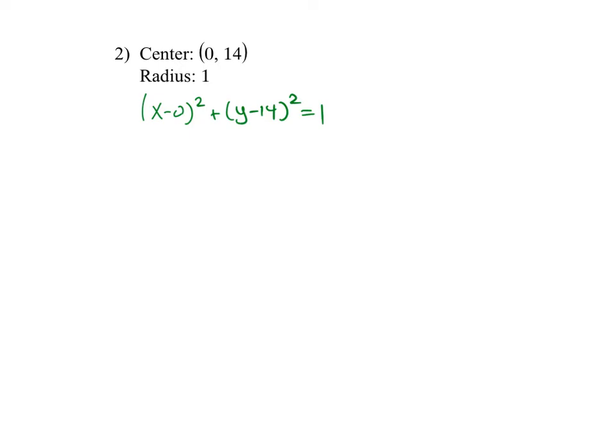Next one has a center 0, 14. So it's x minus 0 squared plus y minus 14 squared equals 1 squared, that is 1, right? But now x minus 0, I can write it as x squared, plus y minus 14 squared equals 1.